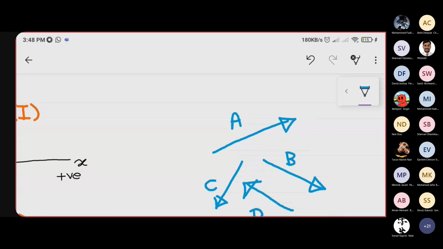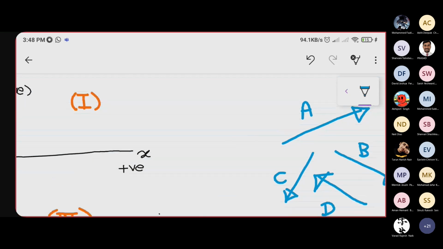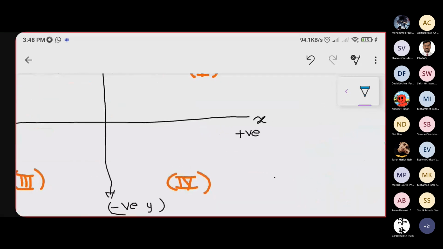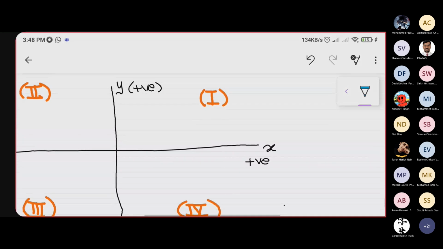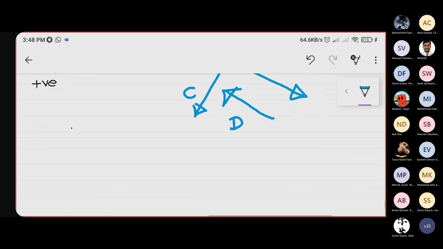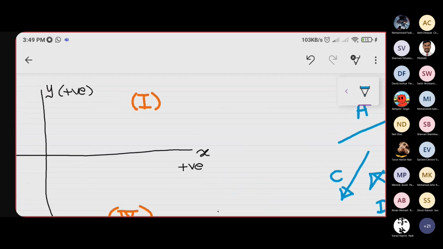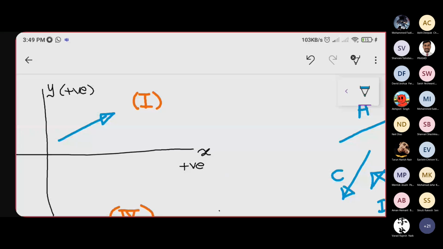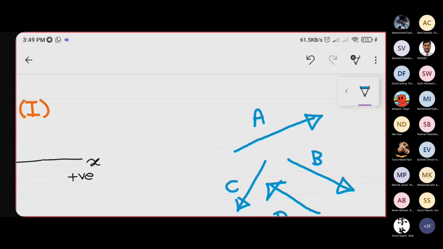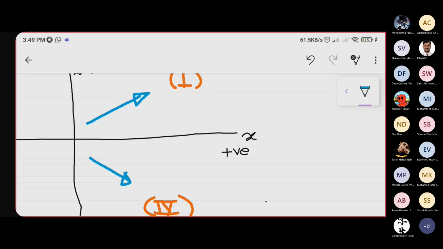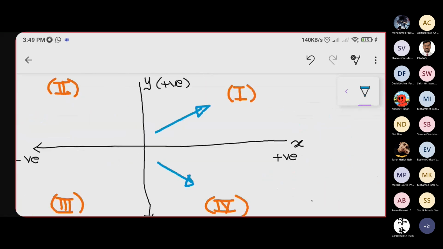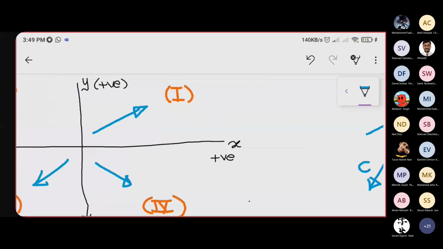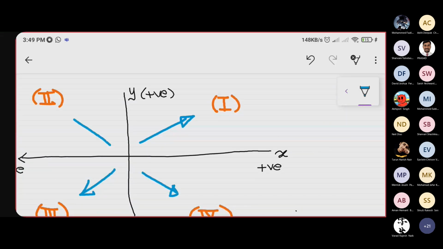Okay, so if you say force A, force A is directed towards which quadrant? First, second, third, fourth. Just see its arrow. First. Yeah, so it is in the first quadrant. B is towards the fourth. C is towards the third, and D is towards the second. Okay.